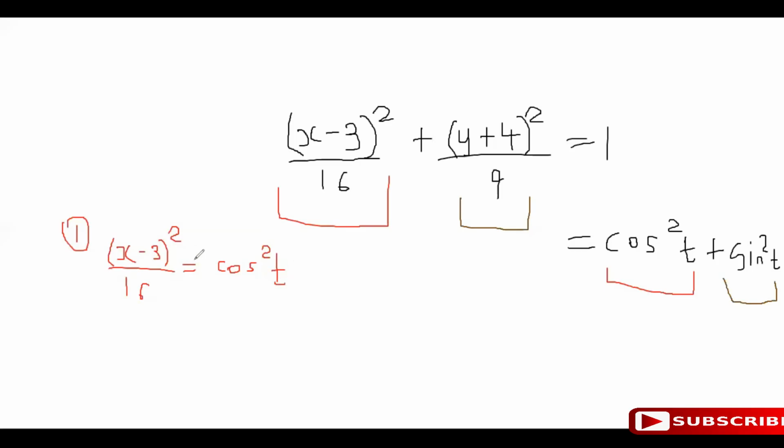If I take the square root of both sides, what is going to happen is that when I square root (x minus 3) squared, I'm left with x minus 3. When I square root 16, I am getting 4. When I square root cos squared t, I'm just left with cosine t. So from this, I can make x the subject easily.